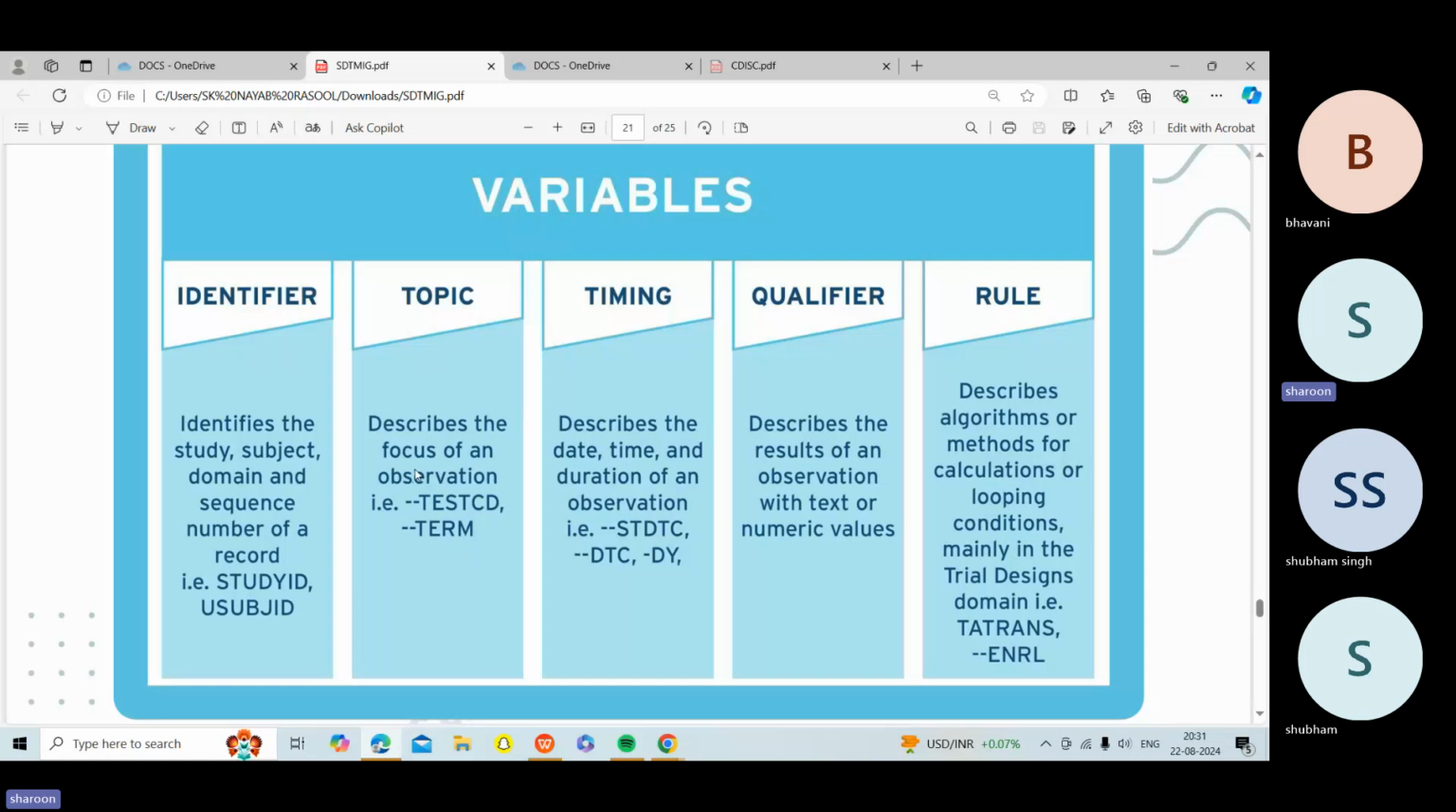Topic describes the focus of an observation, that is test CD, term. Timing describes the date, time and duration of an observation, that is STDTC, DTC, DY. Qualifier describes the results of an observation with text or numeric values. Rule describes algorithms or methods for calculations or looping conditions, mainly in the trial design domains, that is TA, TRANS, ENRL.